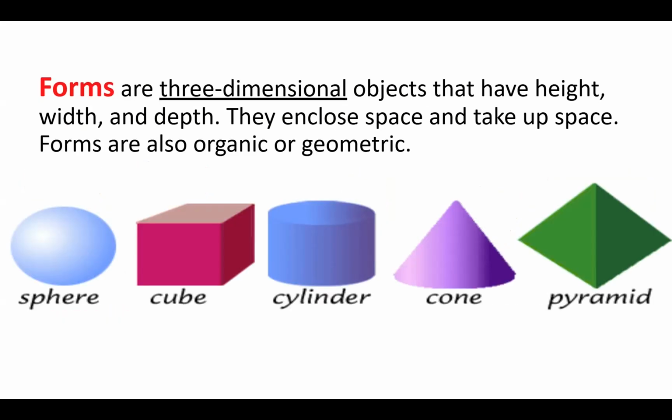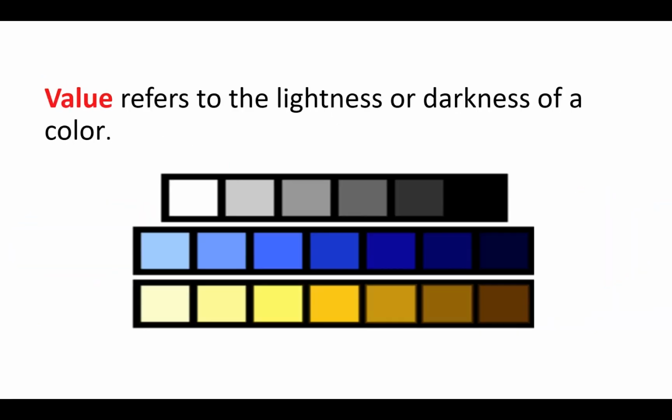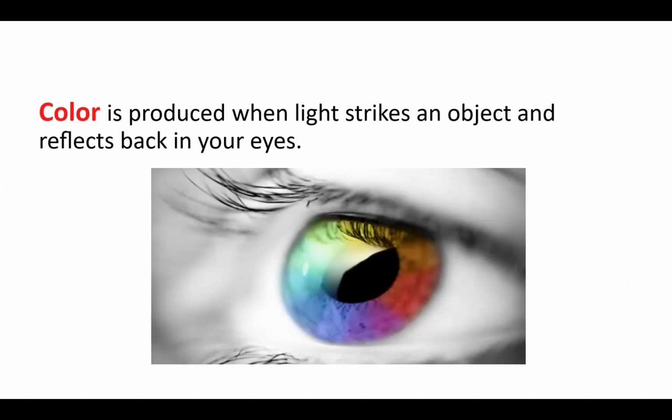Forms are three-dimensional objects that have height, width, and depth. They enclose space and take up space. Forms are also organic or geometric. And of course, you know these terms since elementary school. Value refers to the lightness or darkness of color. Color is produced when light strikes an object and reflects back in your eyes.